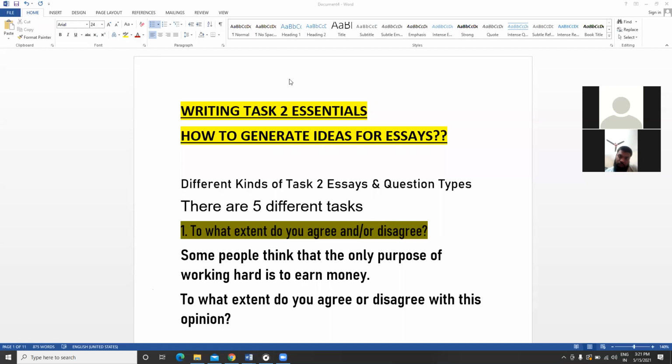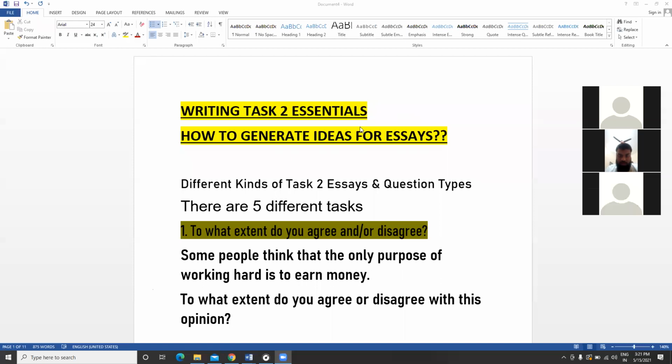I'm checking a lot of essays and what I'm finding is that people are not planning their essays. So I'm going to teach you how to plan the essays and how to generate ideas for them. In the last lab class, maximum people had this question: how can we plan the essays? How can we develop the ideas for the essay? So this is what we're going to discuss.